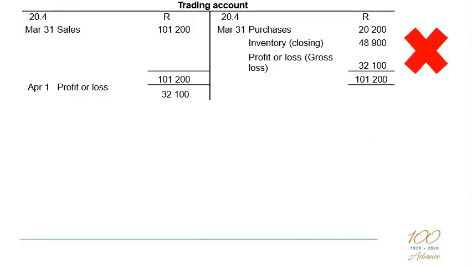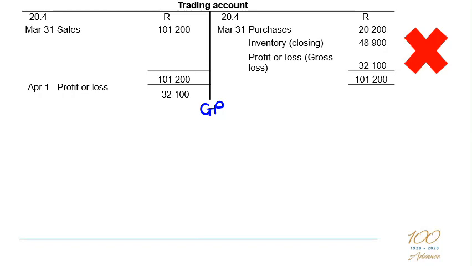Now we can have a look at the B part, and we're going to start off with our incorrect trading account prepared by the Sun. Now, in a trading account, we're trying to calculate the gross profit. And gross profit is calculated by taking sales and deducting cost of sales.